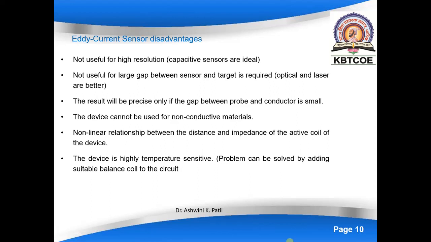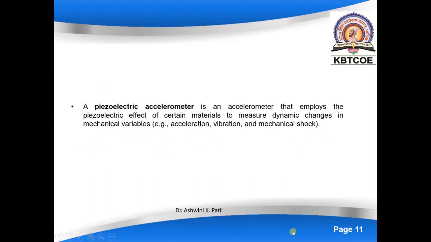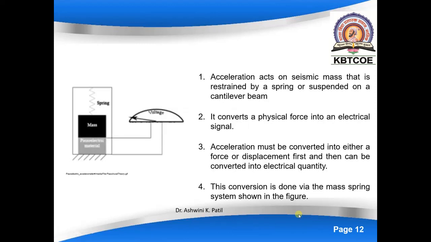This problem can be solved by using a suitable compensating coil. Now another sensor is a piezoelectric accelerometer. It is an accelerometer which employs the piezoelectric effect of a certain material to measure the dynamic changes in mechanical variables like acceleration, vibration, and even mechanical shocks.